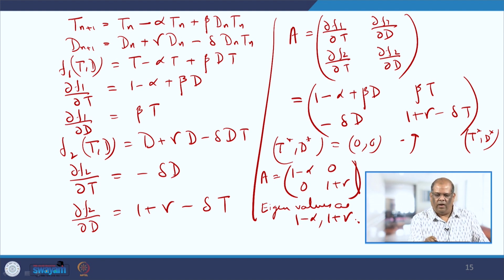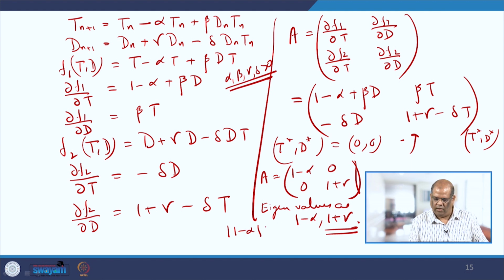Now the parameter values alpha, beta, gamma and delta are all positive, and this value is always greater than 1. So if I take the modulus of 1 minus alpha, this is less than 1, and 1 plus gamma, the modulus of that is always greater than 1. So at the equilibrium point 0, 0, this particular model is unstable.